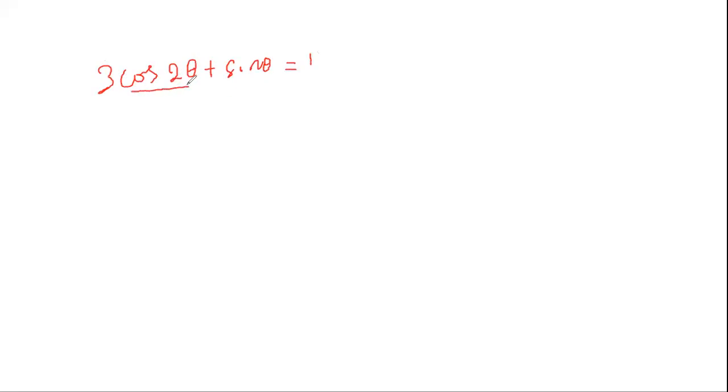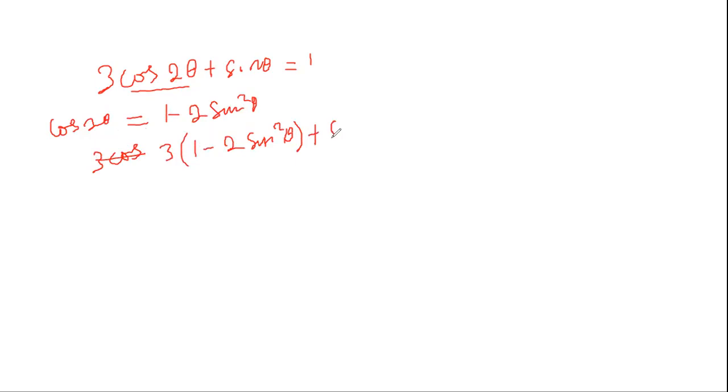So we are going to use the double angle formula. Since this one is in sine, we are going to say cos of 2 theta is equal to 1 minus 2 sine squared theta. So we substitute in the above equation. So we shall have 3, instead of cos of 2 theta, we write 1 minus 2 sine squared theta, then plus sine theta is equal to 1.